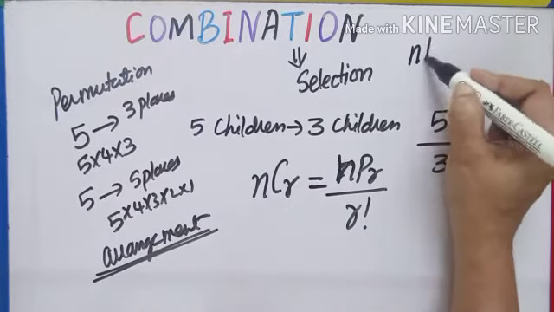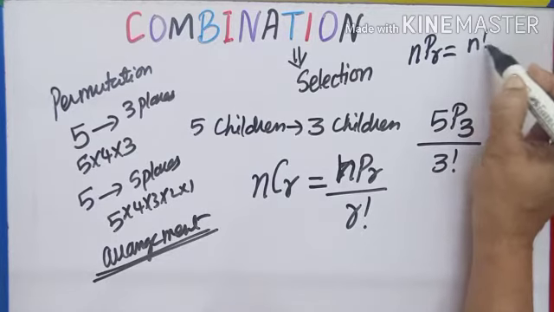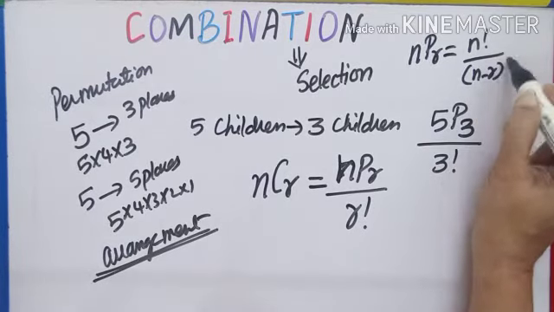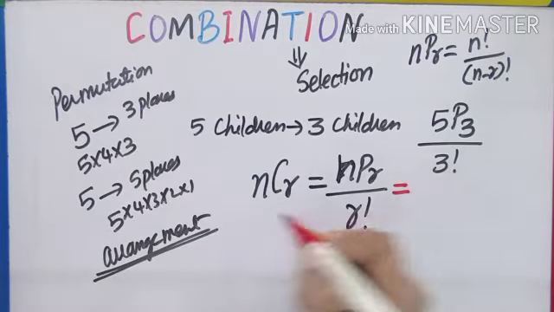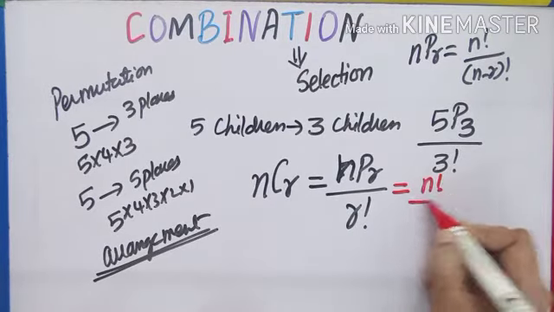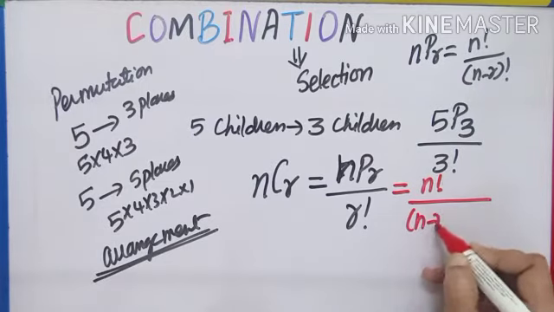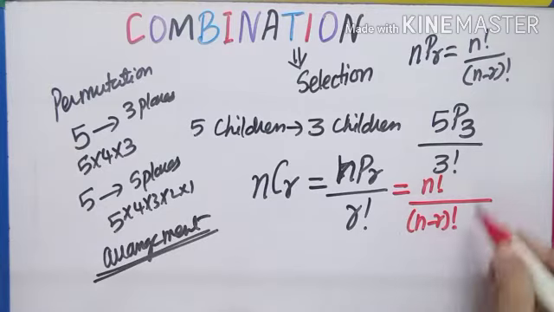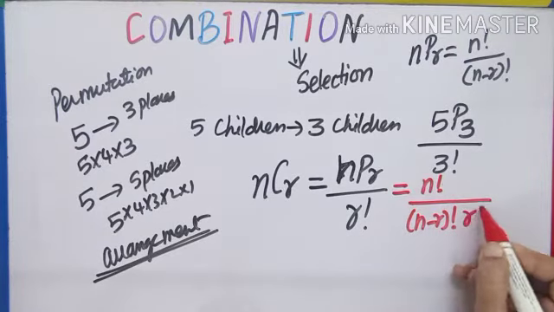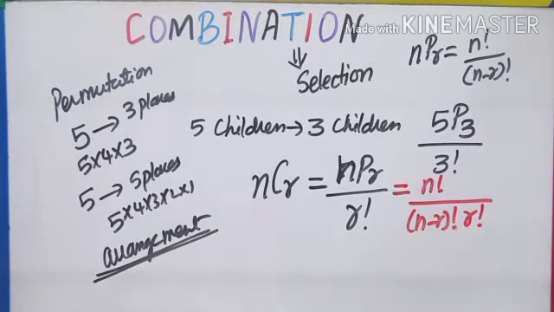What formula we learned for nPr? It is n factorial by (n minus r) factorial. So what is the formula for nCr? n factorial by (n minus r) factorial, this is nPr which I have written. Along with that, there is r factorial in the denominator. So what is the nCr formula? n factorial by (n minus r) factorial into r factorial.